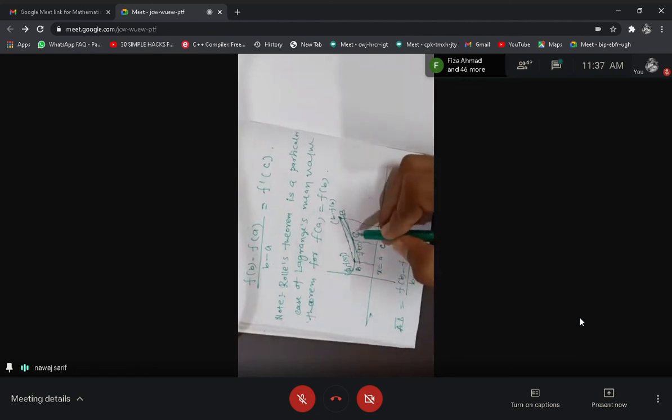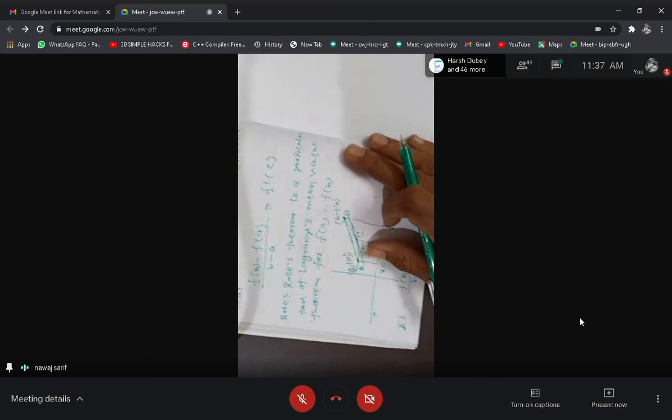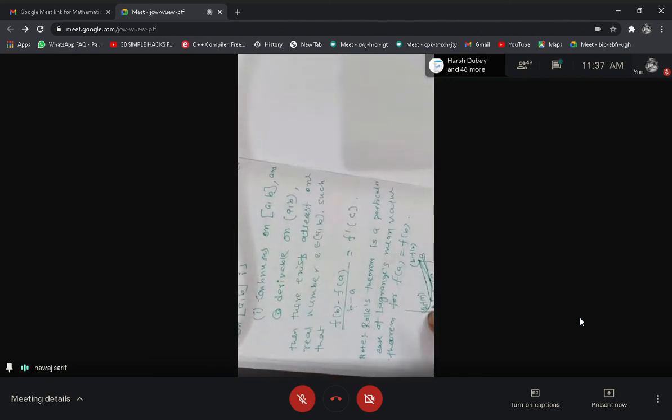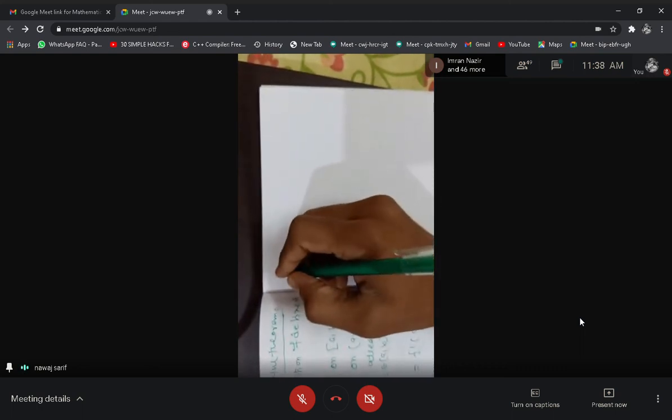And if f(a) equals f(b), then this tangent will be parallel to the x-axis. That's the particular case, and which is Rolle's theorem. And another mean value theorem is called Cauchy's mean value theorem.